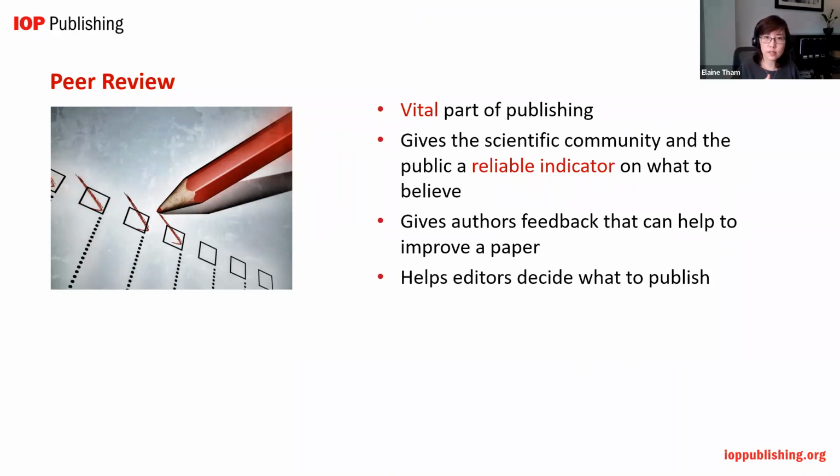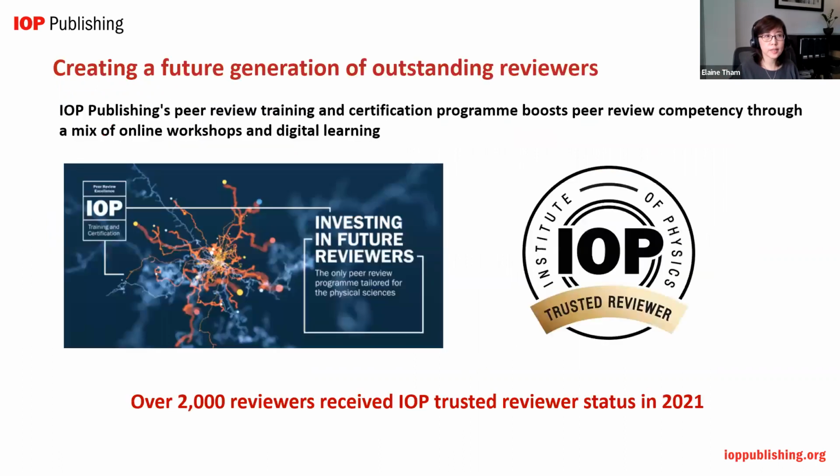Essentially, it gives the scientific community as well as the public a reliable indicator on trustworthy information by checking the scientific rigor in the work. Additionally, it also provides authors with expert feedback from their peers to help them improve their work. And finally, it also helps editors select high quality content to publish in their journals. The success of peer review depends on careful and critical examination, and yet early career researchers are often asked to review papers with no formal peer review training to provide them with experience and competency.